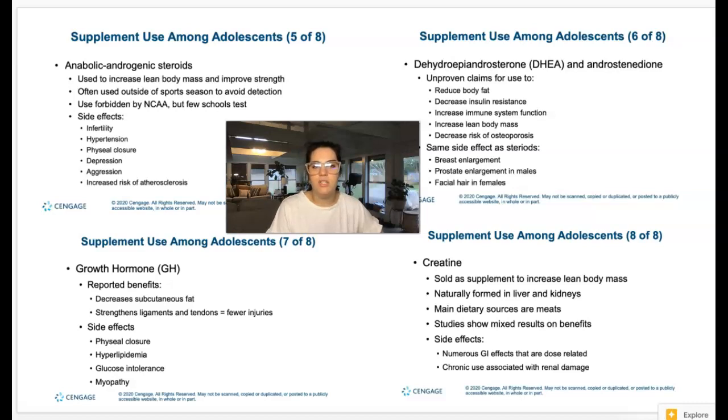So it's just important to note that all of these are going to have potential side effects ranging from infertility to hypertension, aggression, breast enlargement, prostate enlargement, hyperlipidemia, which is high blood cholesterol, and GI side effects.